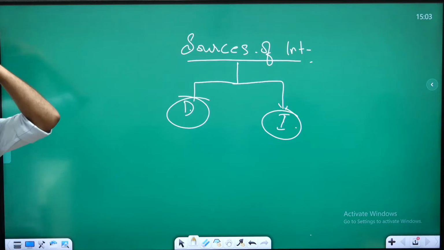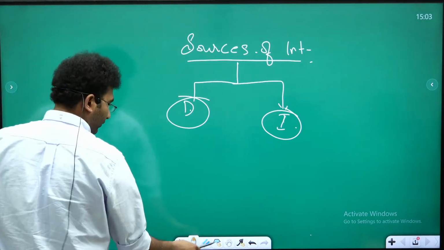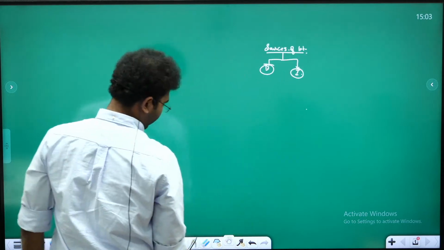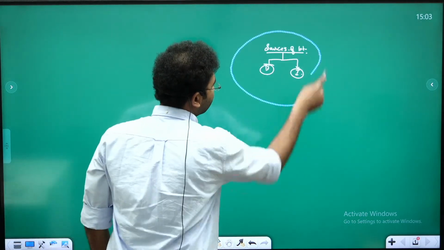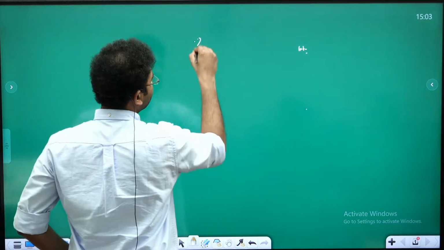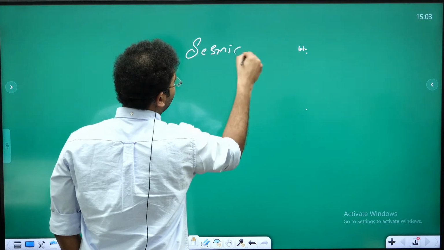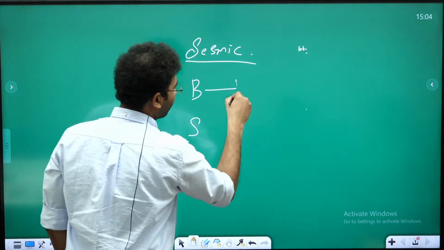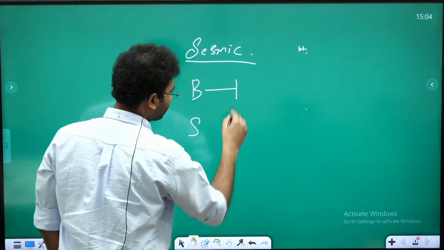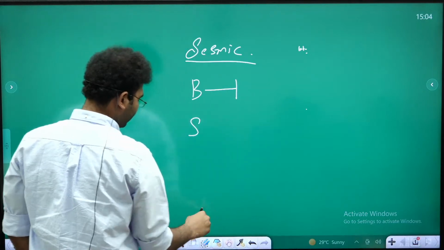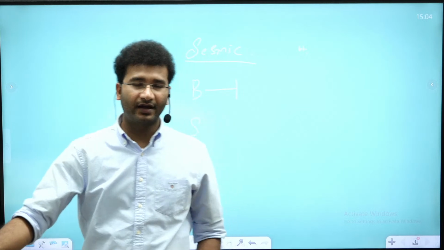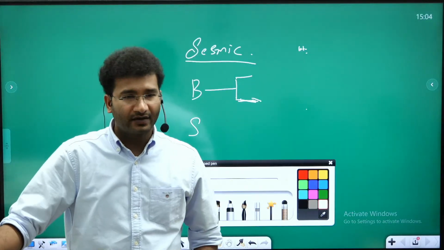Okay, so tell me what are the different types of waves that we have studied. We have studied the earthquake waves or seismic waves. In the seismic waves, we studied body waves and surface waves. Can you name the body waves? The body waves are P waves and S waves, and surface waves are R waves and L waves.